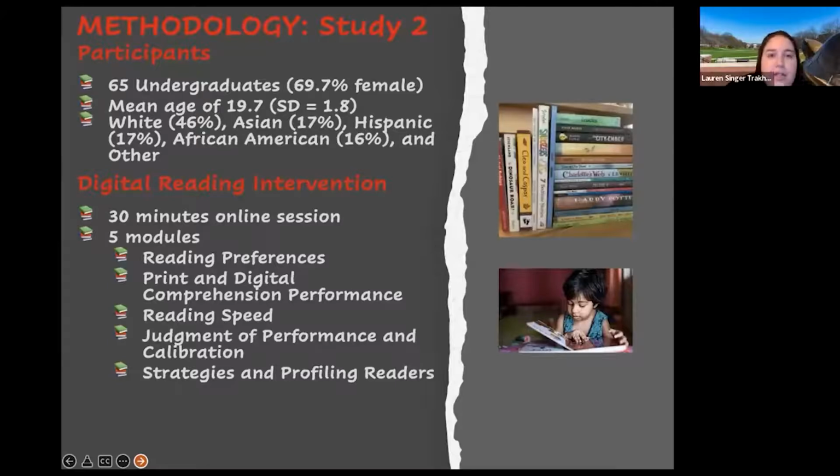In this intervention, we ended each module with a couple of comprehension check questions. And if the participant got it right, they would be told that. And if they got it wrong, it was retaught quickly.